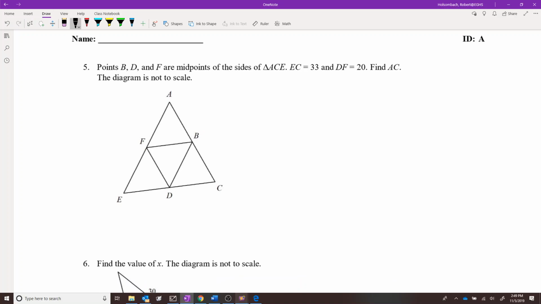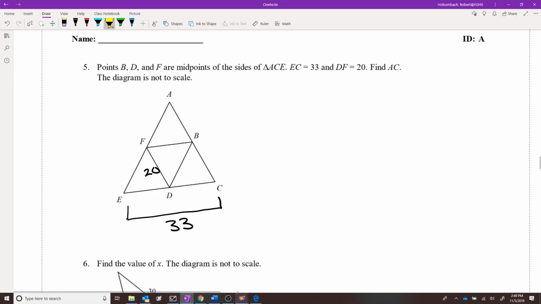Number 5, points B, D, and F are midpoints of the sides of triangle ACE. E to C equals 33. So this side down here is 33. D to F is 20. Find A to C. You're looking for this side right here.